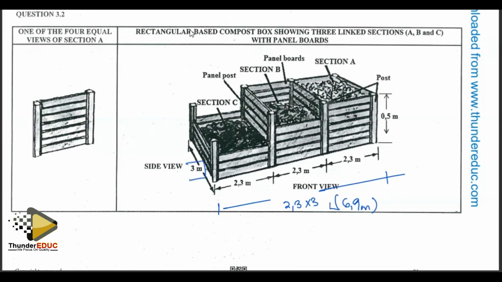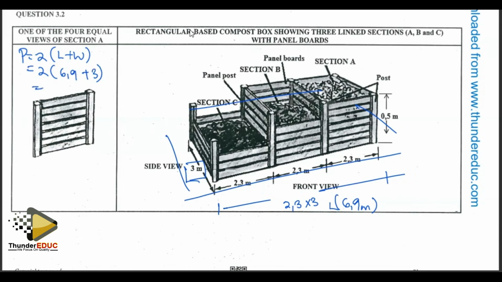And the width is already 3 meters. So the perimeter of the base, that means you move here, you move there, you move again that side, you move again this side. Which is the same as perimeter equals 2 into L plus W. So 2 into 6,9 plus 3. The answer there becomes 6,9 plus 3 times 2. We've got the answer as 19,8. Don't forget the units. These are meters. The only task that you have to do is to identify the length.